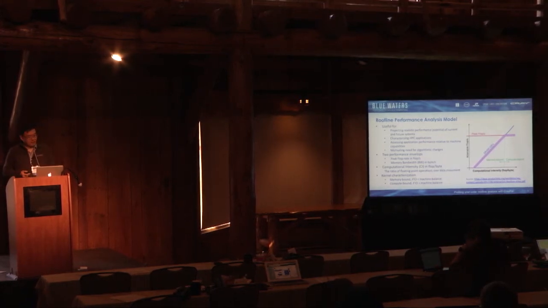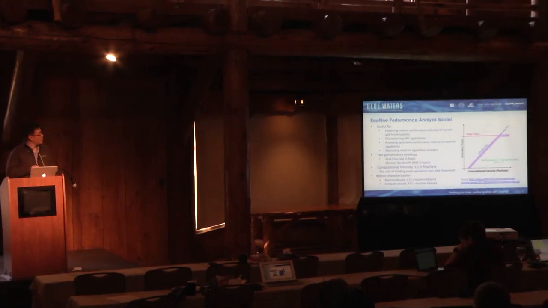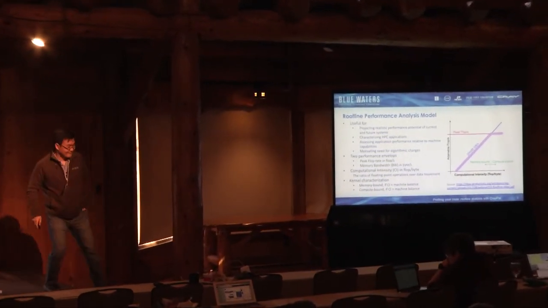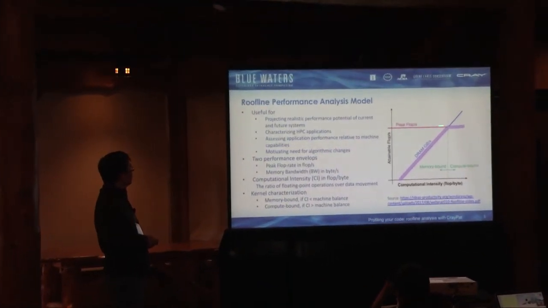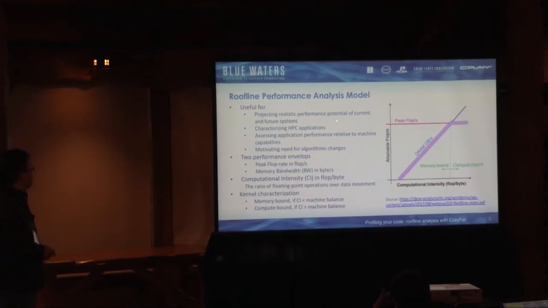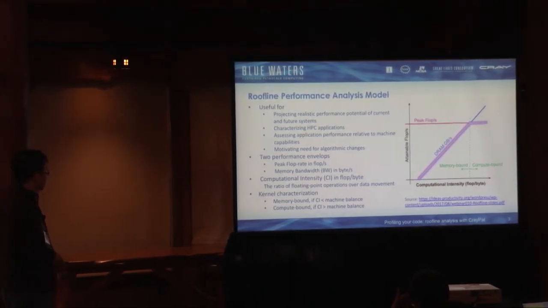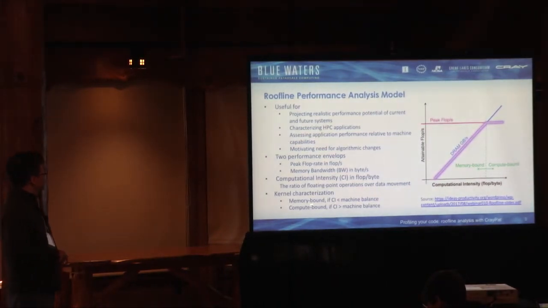It basically has two performance envelopes. The flat line is the peak flop rate, which is one of the machine capabilities. The other is memory bandwidth. On the x-axis, we have the computation intensity, which is the ratio of floating point operations over data transfer. Every machine has a machine balance point here. So we call this the machine balance point.